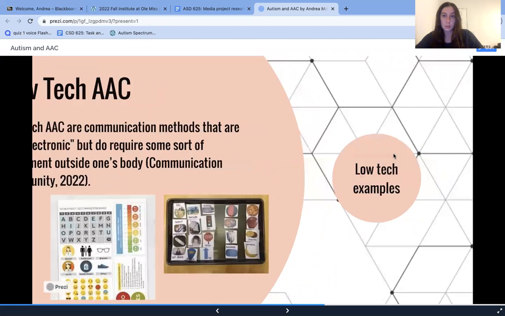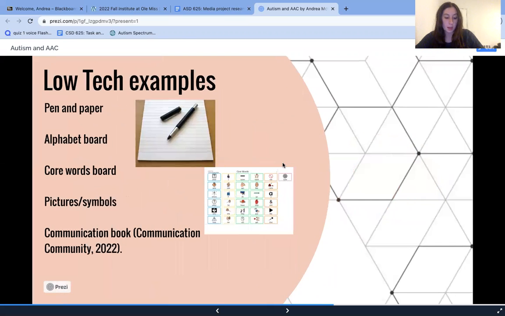Okay, and we can jump right into the examples. So we have a pen and paper, which we use to write or draw messages. A portable whiteboard can also be held with a marker. We have an alphabet board, and this is just a board filled with letters and numbers that the individual can point to in order to spell out their messages. And then we have a core words board, and that's just a few basic symbols that an individual can point to in order to communicate their messages.